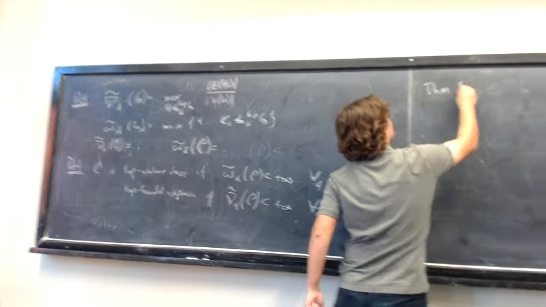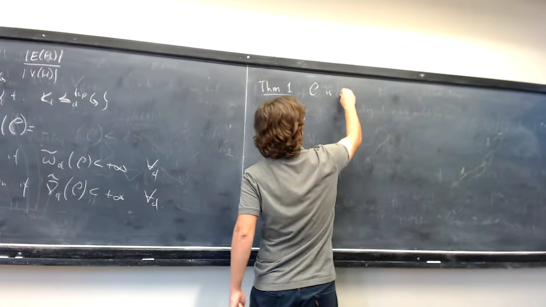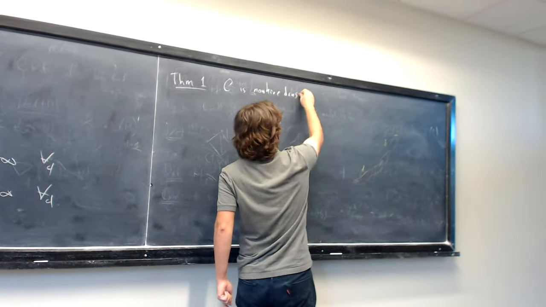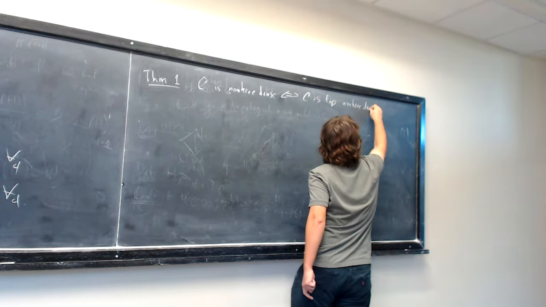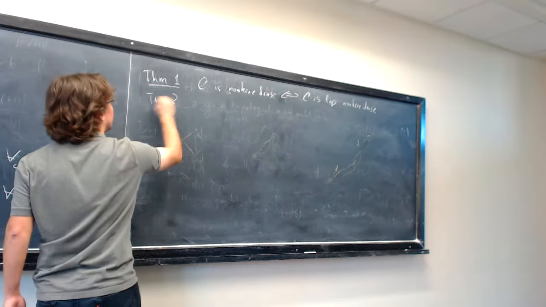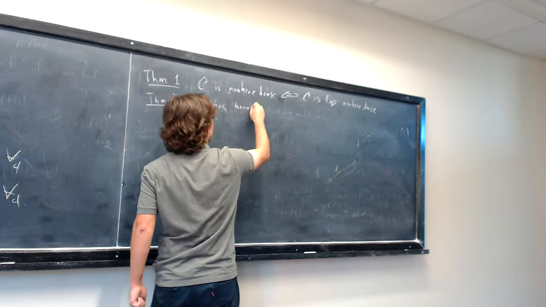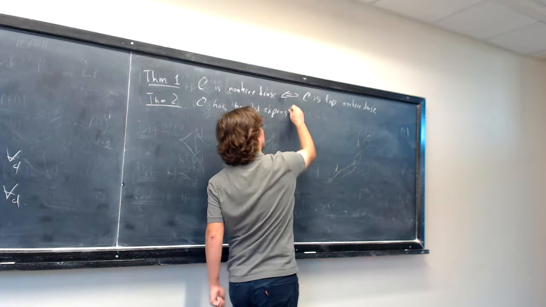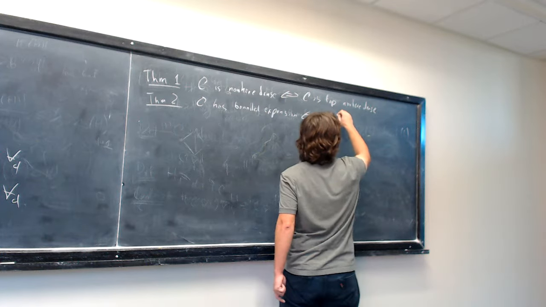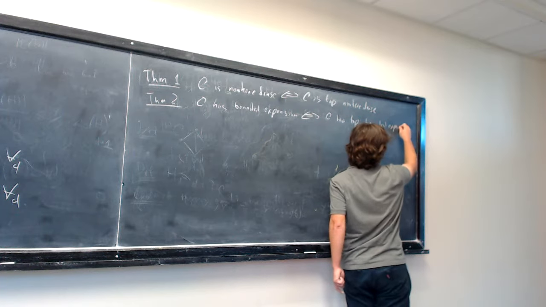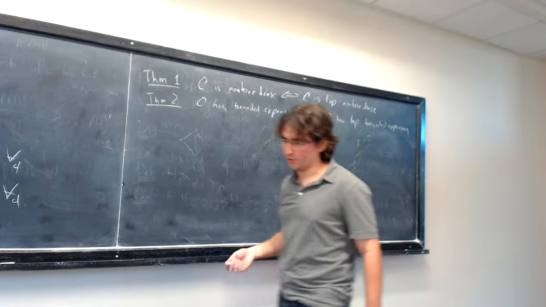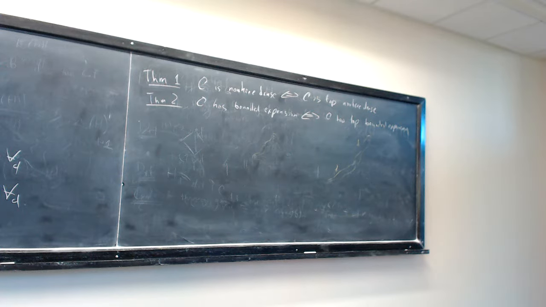So theorem one is that a class C is nowhere dense if and only if C is topologically nowhere dense. And the second theorem: C has bounded expansion if and only if C has topologically bounded expansion. So in other words, whether you start your theory with the notion of topological minors or standard minors, it doesn't make a difference. You arrive at the same notion. Yes? Which already hints that something is going on, at least in my opinion.